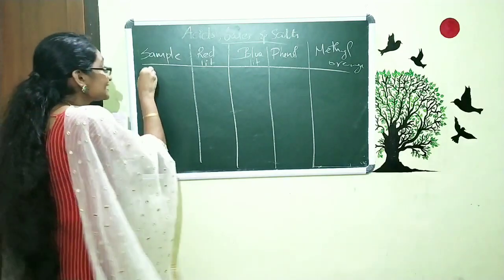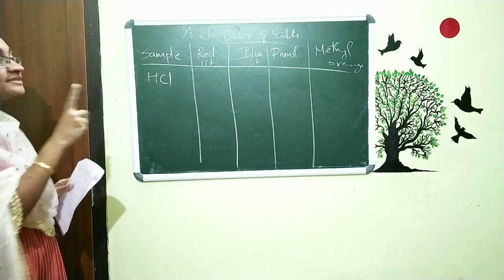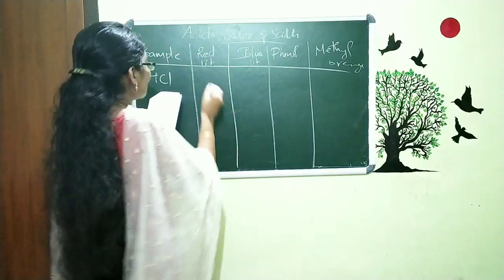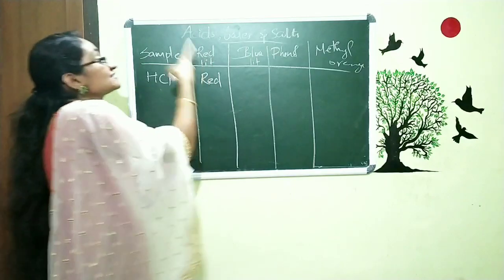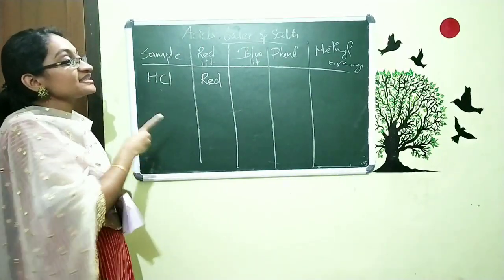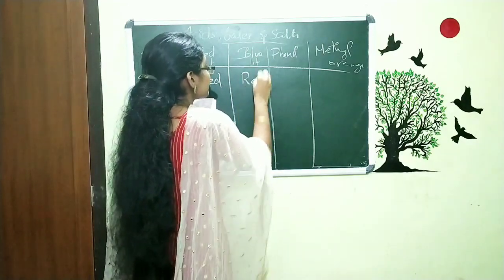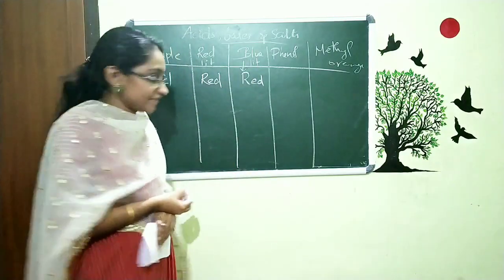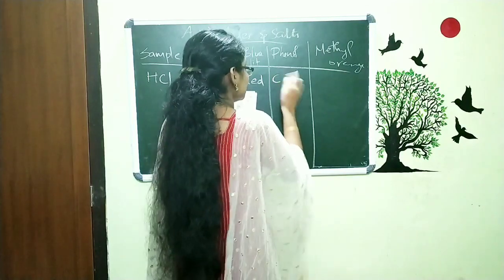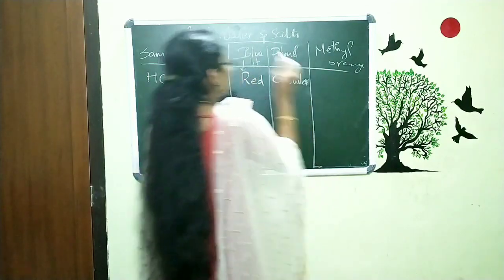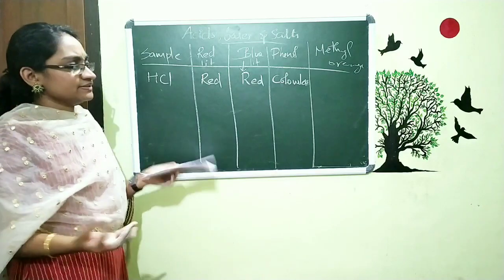First we are checking this with HCl, hydrochloric acid. The result is like this. When red litmus paper reacts with acid, it remains red itself. For the blue litmus, it turns to red. And for phenolphthalein, it remains colorless. That is, for the acid, the phenolphthalein gives a colorless result.